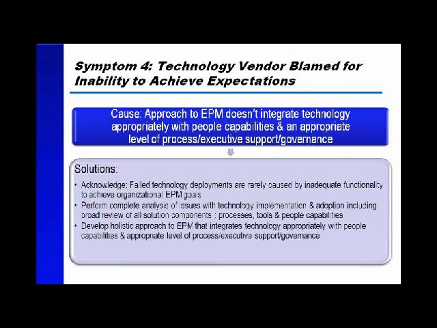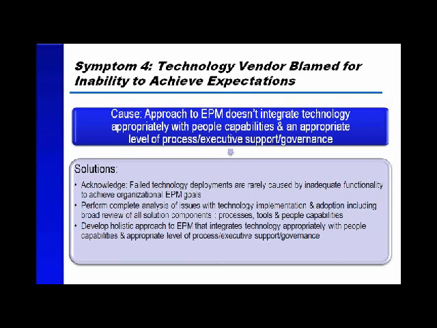The fourth symptom we see is that the technology vendor is getting blamed for the inability to achieve the expectation. So we'll hear that Microsoft just really didn't do a very good job, or there's too many bugs in the tool, or the features aren't really well conceived. And I'm not putting a symptom out there to say that it never happens that there's a bug in a release, or that it always happens that the functions are well conceived and well designed.